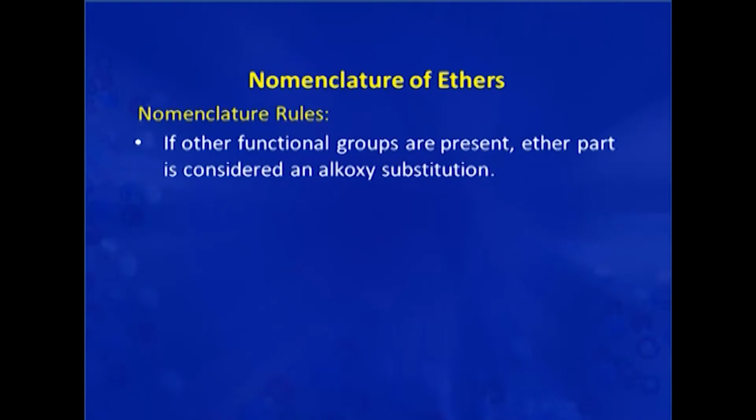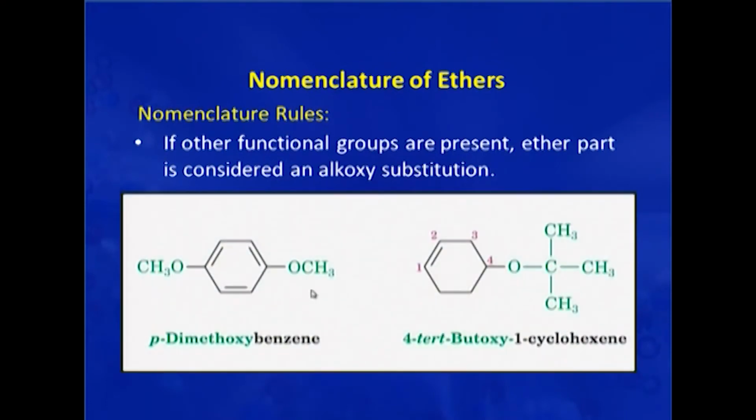A few more complicated examples here, in which alkoxy groups are present along with some other functional group. Like for example, in this molecule you can see that we have 2 methoxy groups attached to the phenyl ring. The name given to the molecule is para-dimethoxybenzene, that is, at the para position of the benzene ring we have 2 methoxy groups.